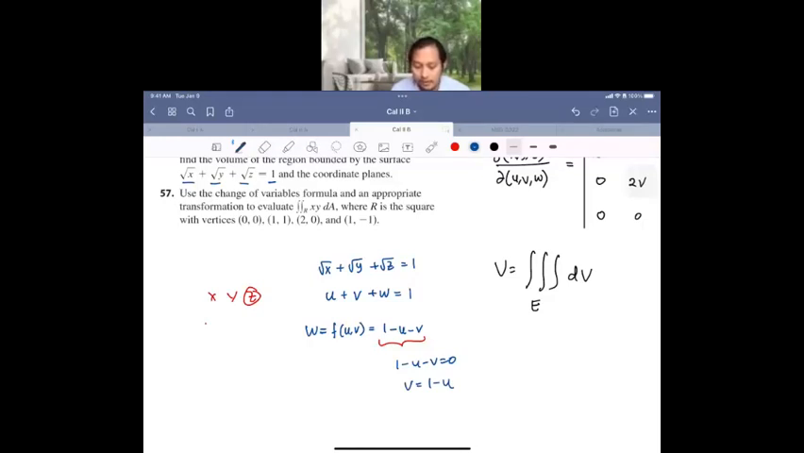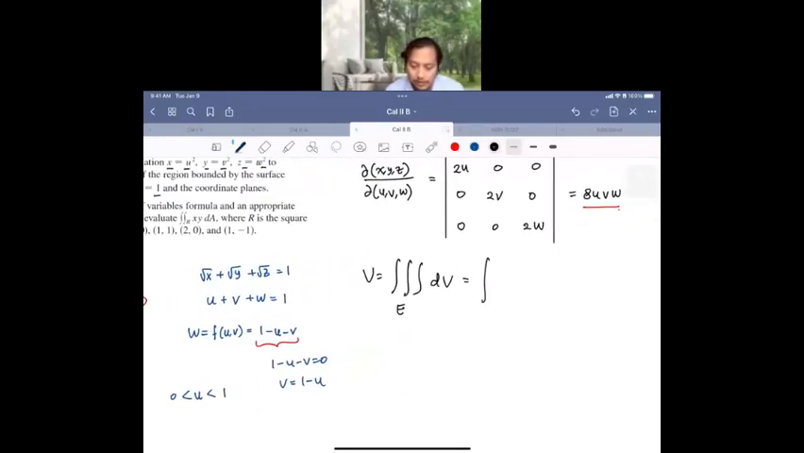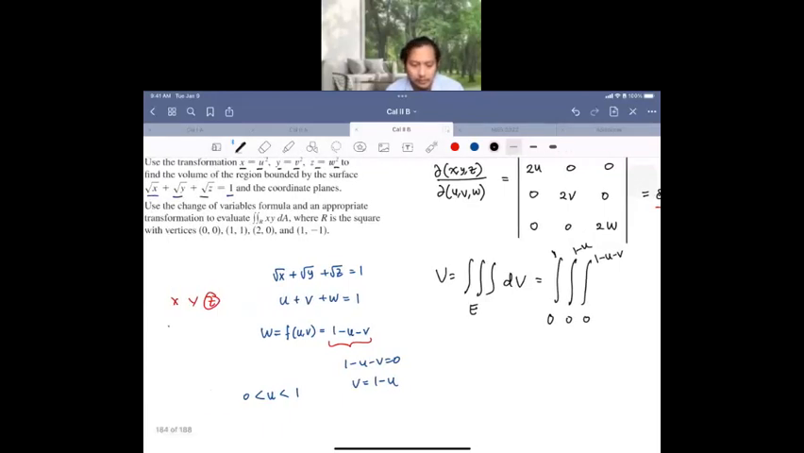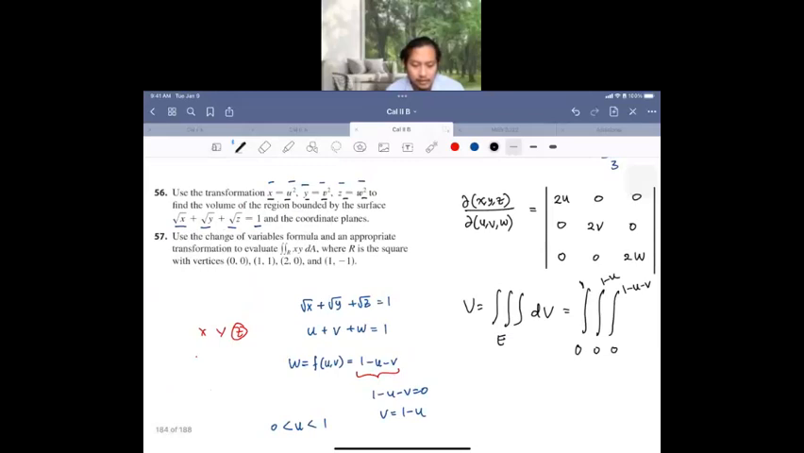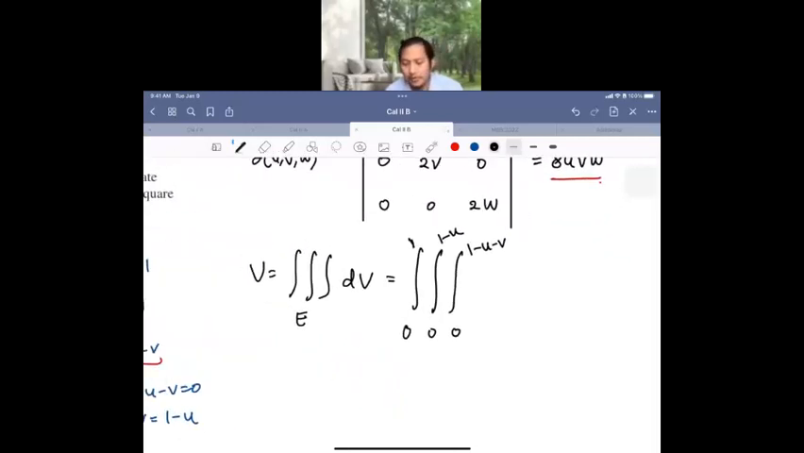And let's say the outside integral is u, that starts from 0 to 1. We take this as our constant. Now we could take this into our formulations: u from 0 to 1, and then v from 0 to 1 minus u, and w from 0 to 1 minus u minus v. We start all from 0 because this is practically the coordinate planes. So we will start all from 0, 0, 0.